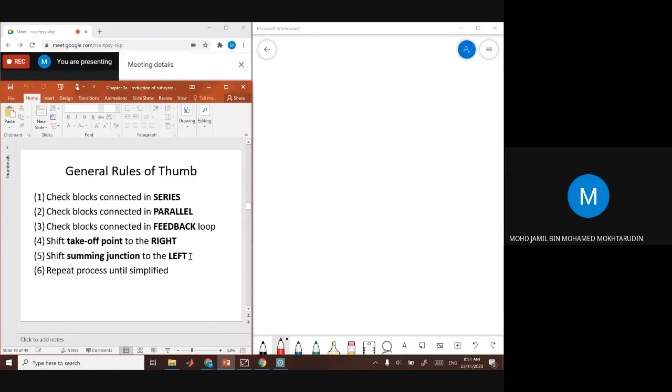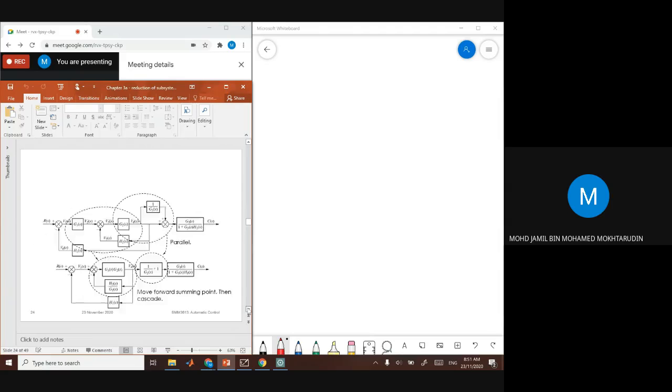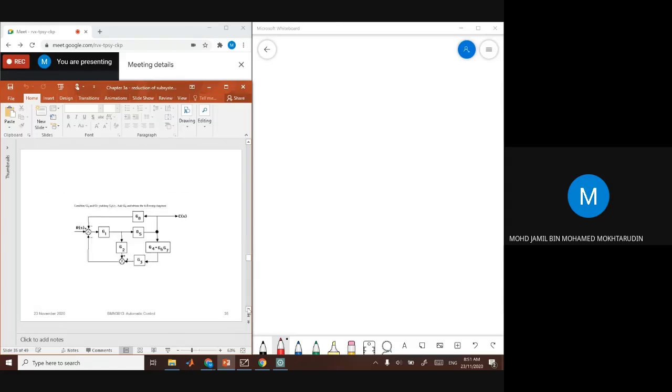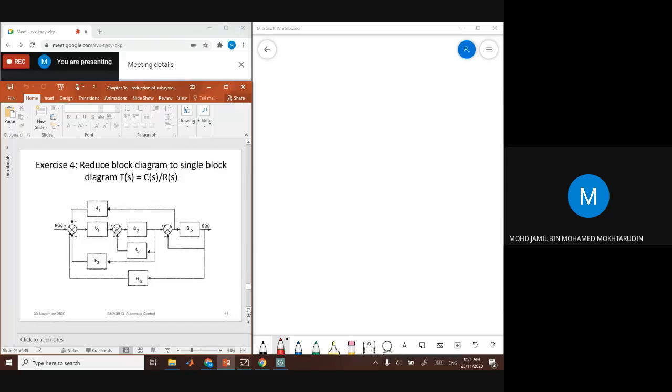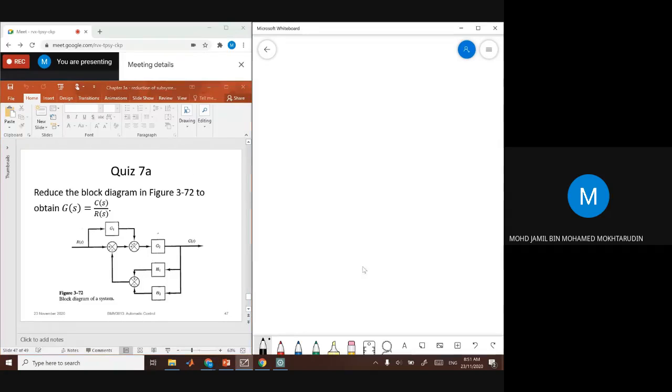Okay, so let's look at quiz 7A. Reduce the block diagram in figure 3.72 to obtain G(s) = C(s)/R(s). Okay, so firstly, we need to look for series connection. So here there is no cascade or series connection. Then we need to look for parallel connection. So here there is a parallel connection.